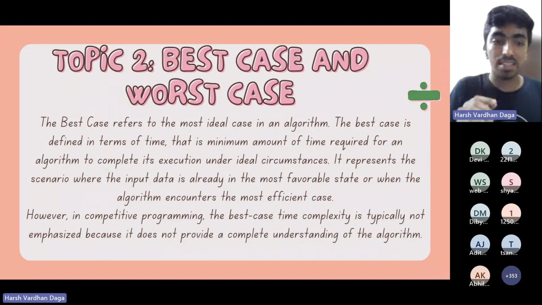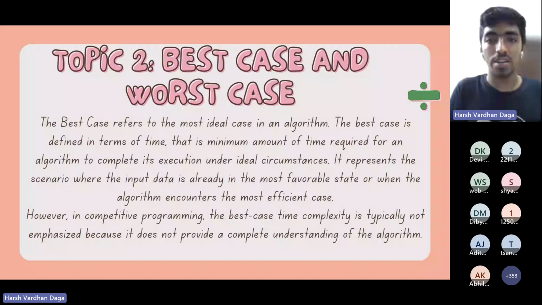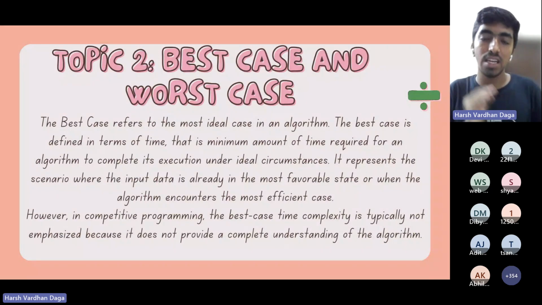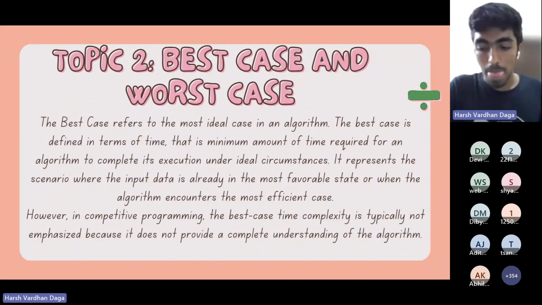It represents the case when input data is already set in such a format that you have to perform the least number of operations, or the least amount of time is required to execute that particular given code. However, in competitive programming, best case complexity is typically not considered because it does not provide us the complete idea and understanding of the algorithm. So how can we get the complete idea and feel of the algorithm so that we can write our code smoothly?